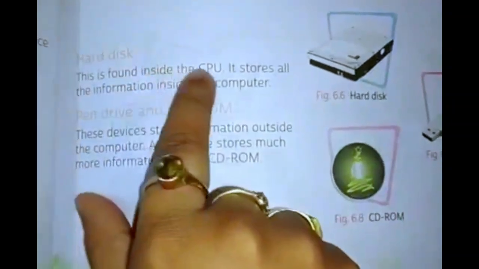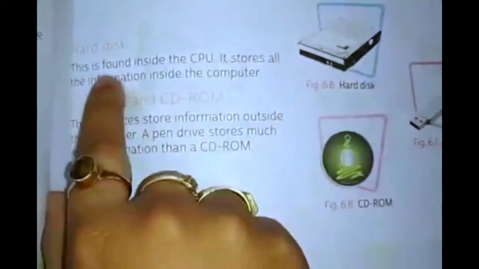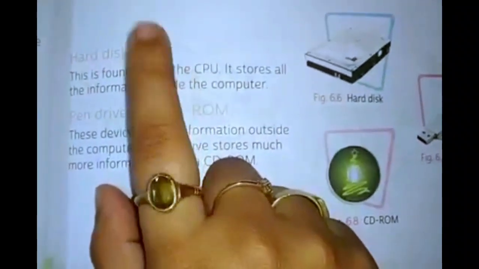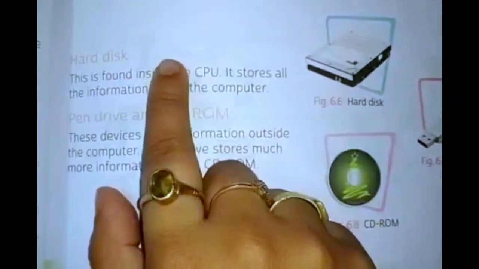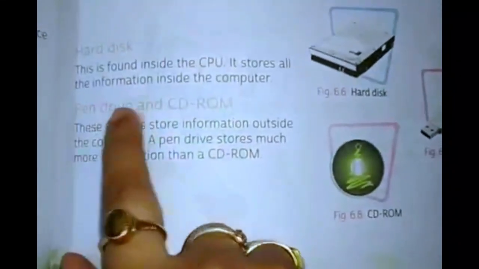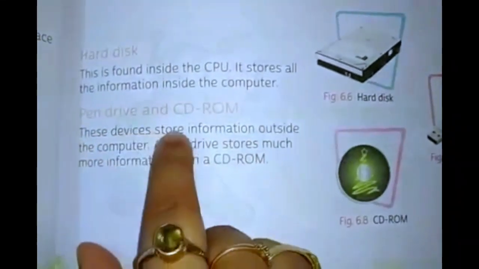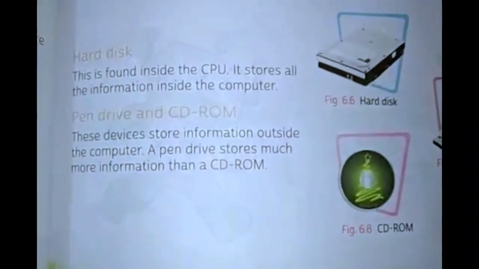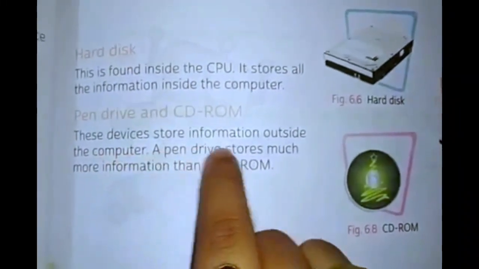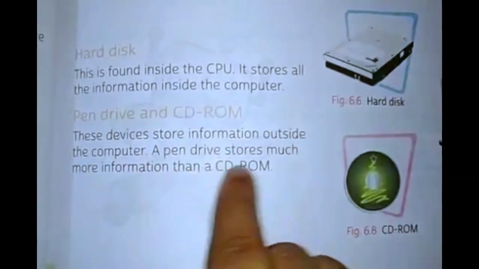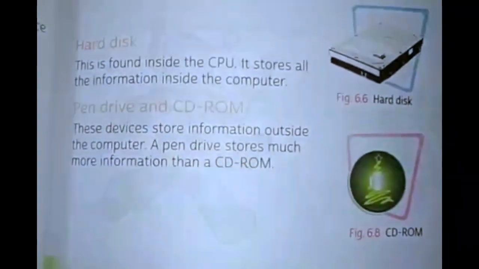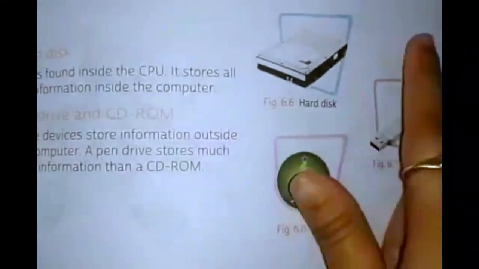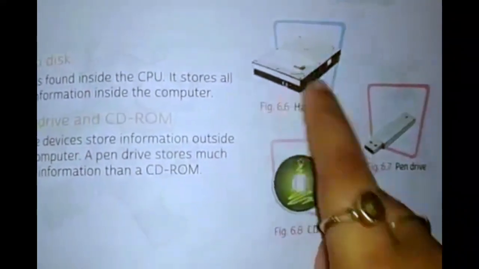This is found inside the CPU. It stores all the information inside the computer. Pen drive and CD-ROM. These devices store information outside the computer. A pen drive stores much more information than a CD-ROM. Nowadays the pen drive is more popular. This is the hard disk and this is the CD.